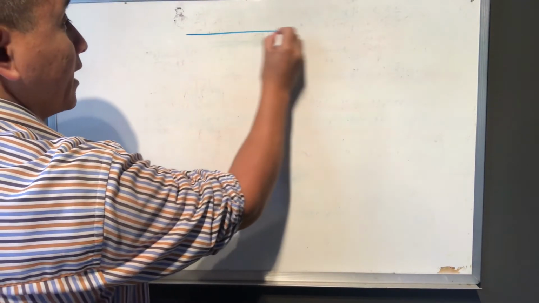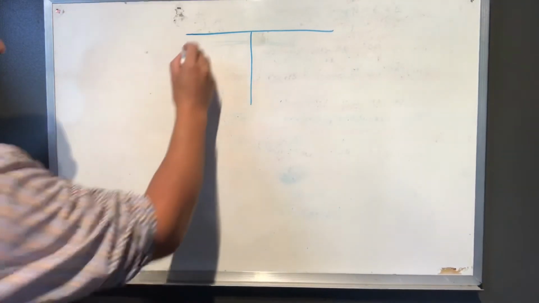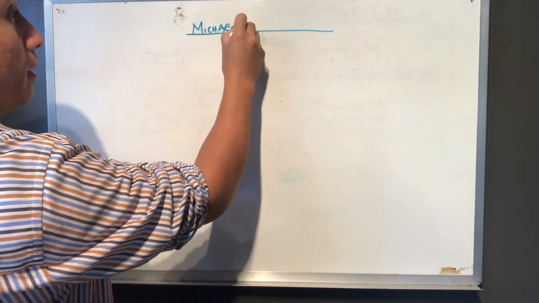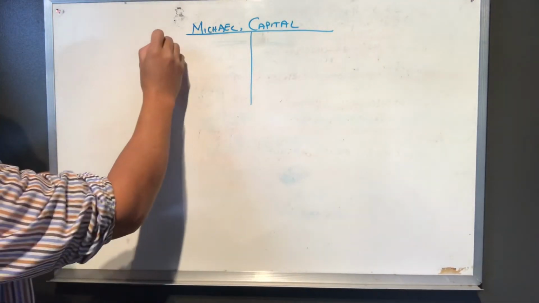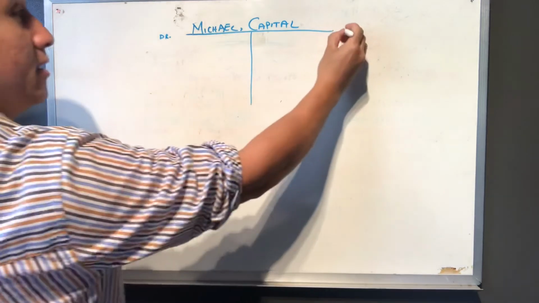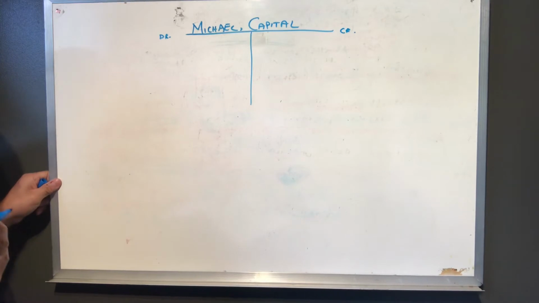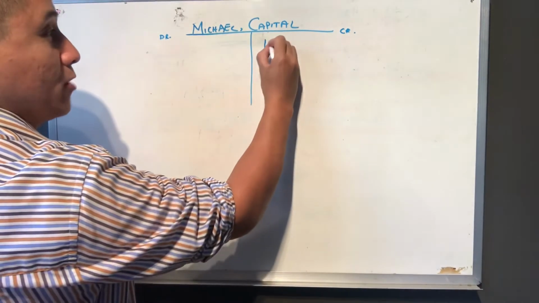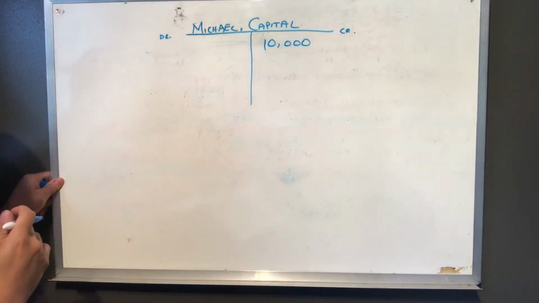So we'll draw the T account here, and we'll just use my name, Michael Capital. Always remember that on this side is the debit side, on that side is the credit side. We know that owner's equity tends to have a credit balance. So let's say that I infused an initial investment of $10,000 into this business of mine. So that would be recorded as a credit balance.